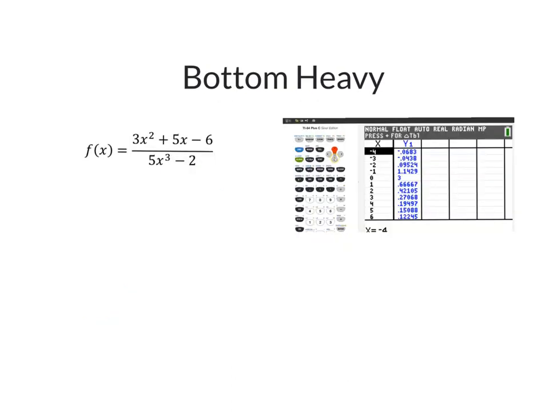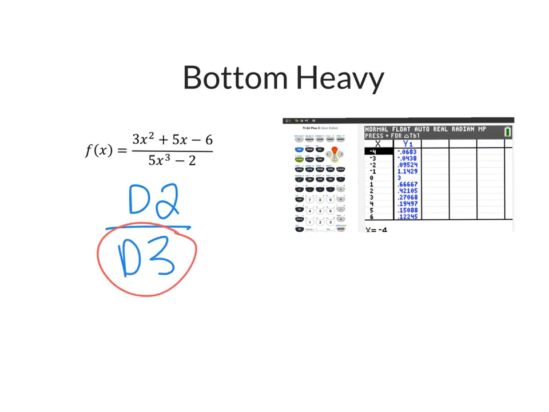Now if it's bottom heavy, in this example we have a degree 2 on top and a degree 3 on bottom, so it is bottom heavy. When we have a bottom heavy rational function, we do have a horizontal asymptote. In this case, our horizontal asymptote is going to be at y equals 0. And we're going to play this video to show you why that is the case.